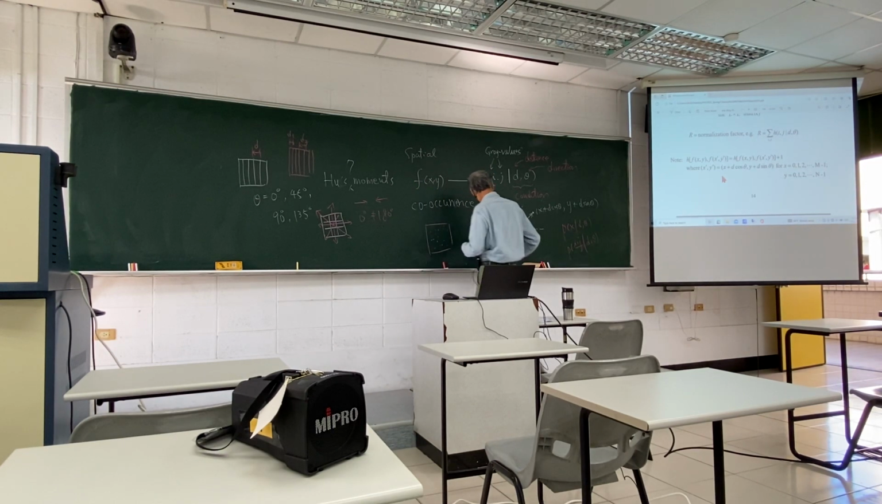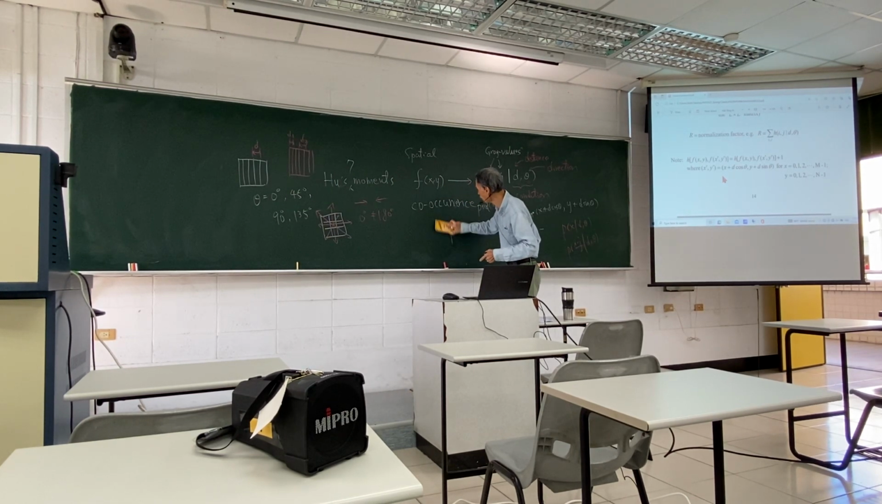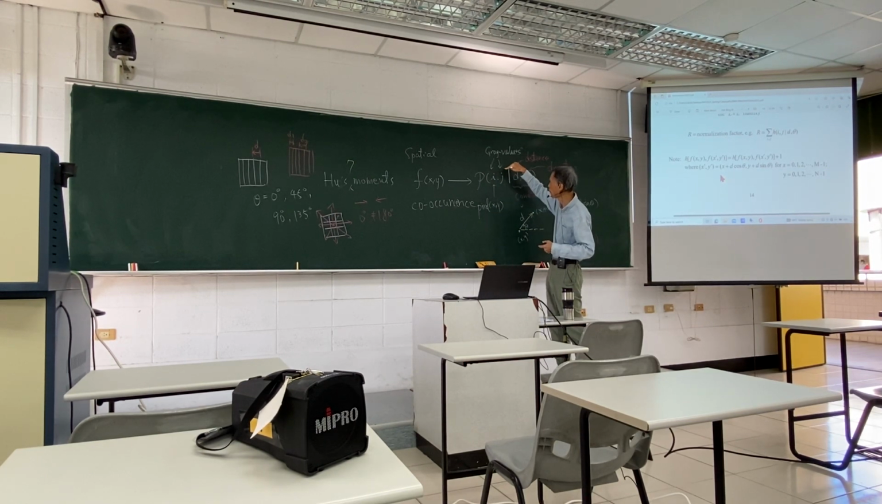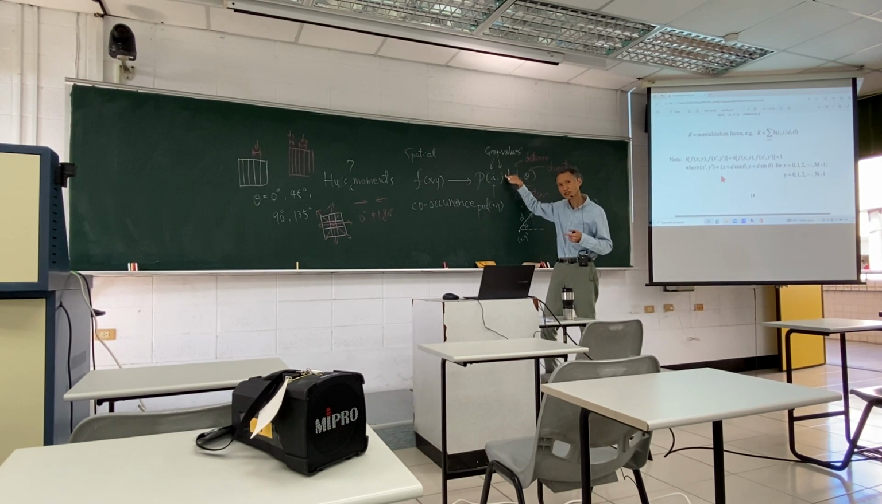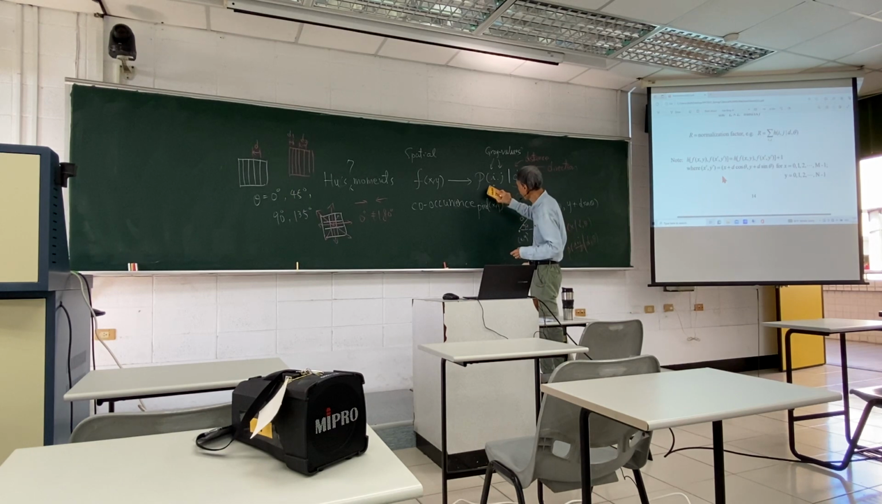Now let's go back to why we call it co-occurrence. Co-occurrence means we want to look for the co-occurrence from gray level i to gray level j. That's the so-called co-occurrence, the probability of appearing together. And then why do we call it a matrix? Why do we call it a matrix?